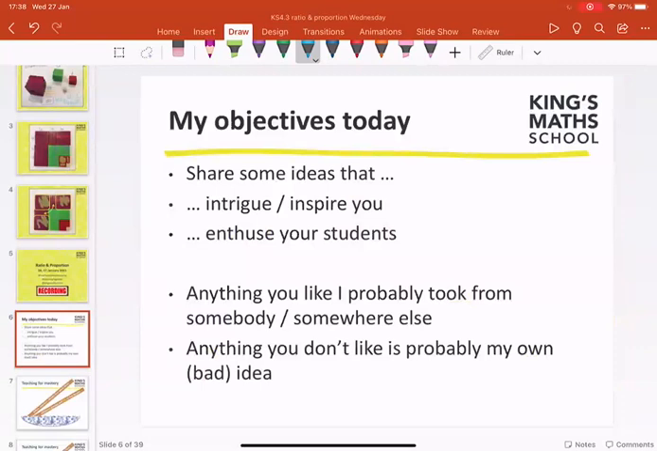I tried some ideas on sequences, I tried some ideas on surds, and they went really well. So it'd be lovely to get some feedback from you if you try some things. But I do realise, of course, things are complicated at the moment, putting it mildly.